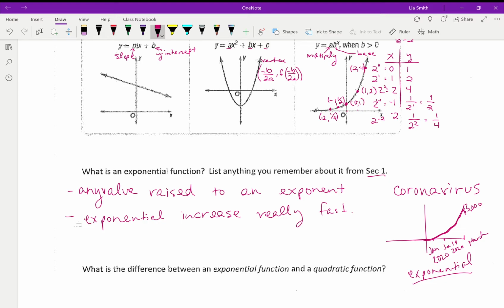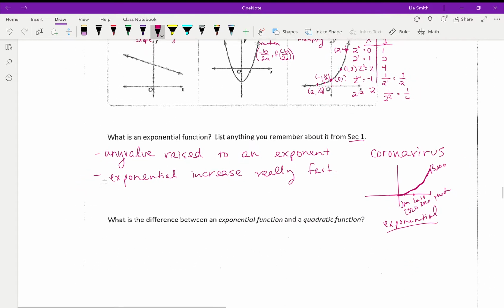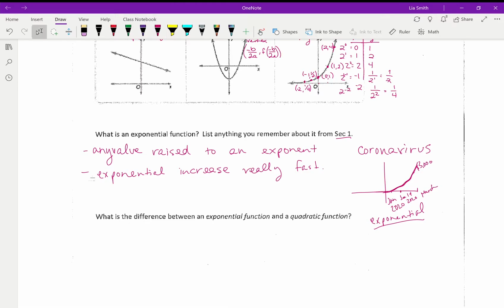So some of the major differences between exponential functions and quadratic functions. So exponential functions are always increasing.